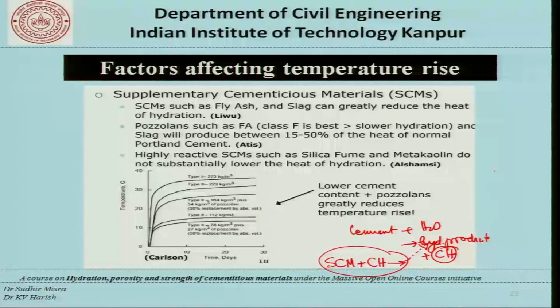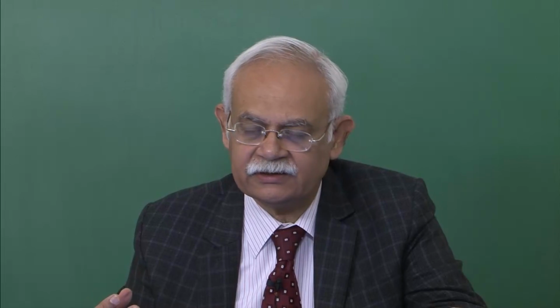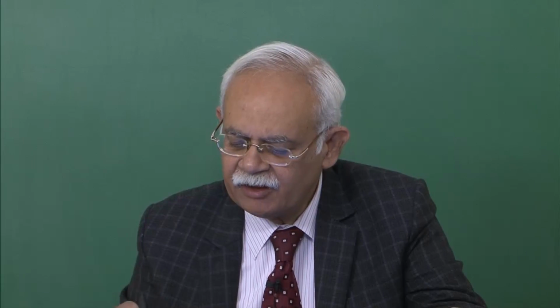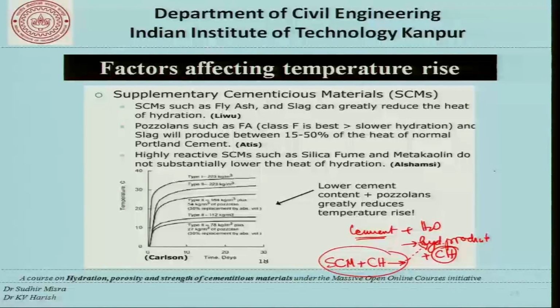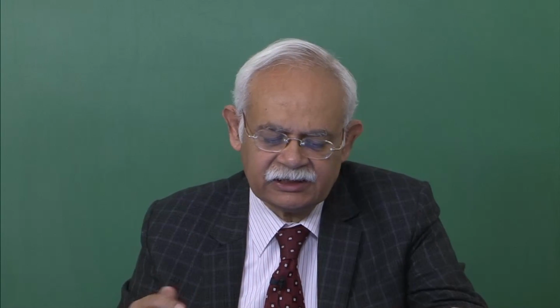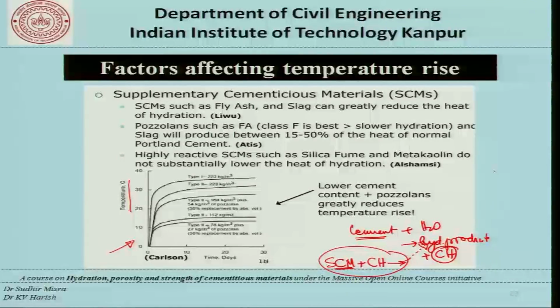That is, this reaction is not exothermic, and therefore if we want to control the heat that is generated in a certain pour, if we replace a part of the cement by supplementary cementitious materials, we would go a long way in controlling the amount of heat that is generated. And this graph here and similar graphs which are available in literature will tell us how using supplementary cementitious material helps us reduce the temperature rise over time in different concretes.